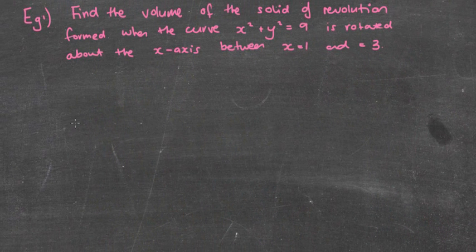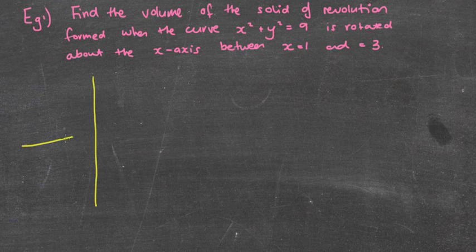find the volume of the solid of revolution formed when the curve x squared plus y squared equals 9, which is a circle, is rotated about the x-axis between x is 1 and x is 3. So likewise, with all the other questions that we've looked at today and in previous lessons, we start by sketching a graph, which is so important. This graph would be looking at 3, negative 3, negative 3, and 3, which is going to be a circle.